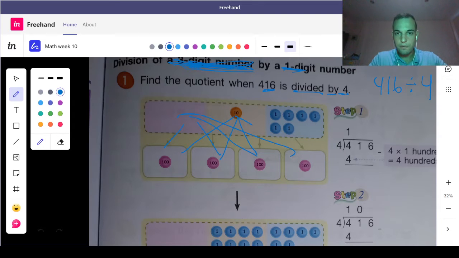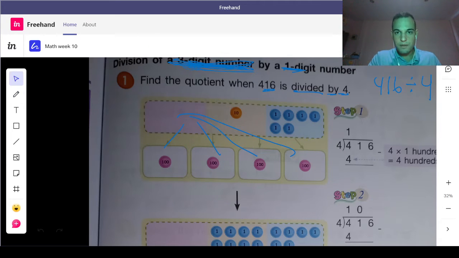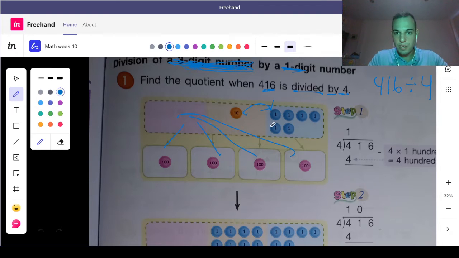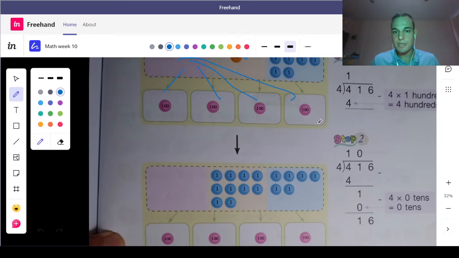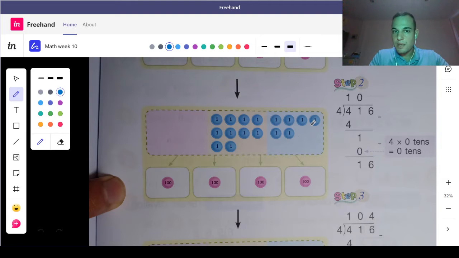1, 2, 3, 4. But can you divide 1 into 4 groups? No. So you need to bring the 1 over here, and you have to add it up with something that can divide into 4. So 10 plus 6 is 16. So now we have 16 divided by 4. So 16 divided by 4 is, well, you guessed it. Let's take a look. 16 divided by 4 equals, yes, 4.